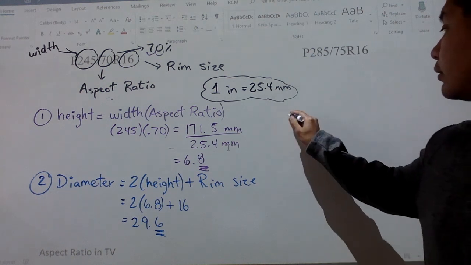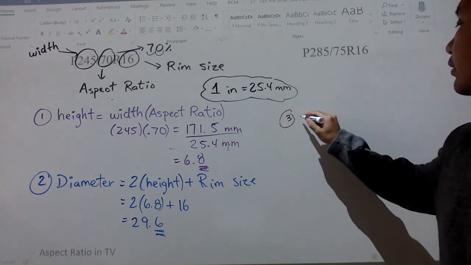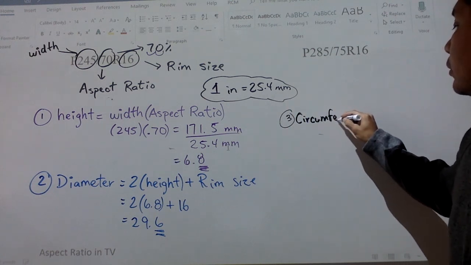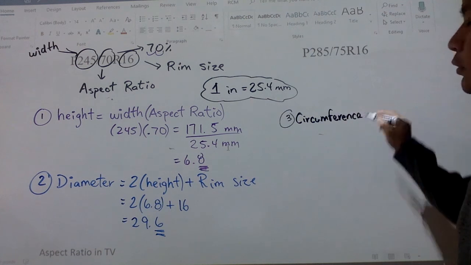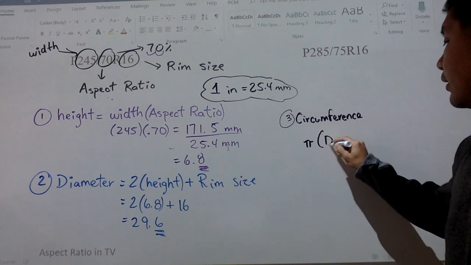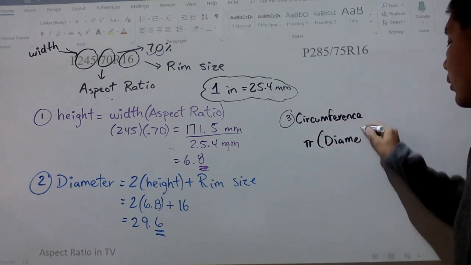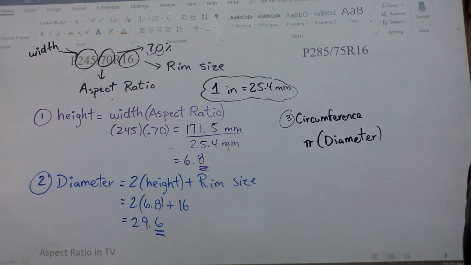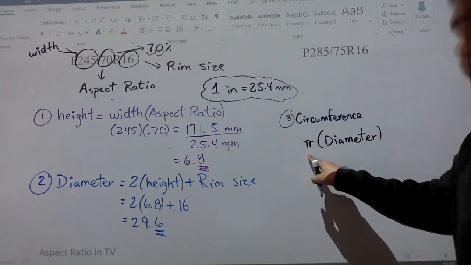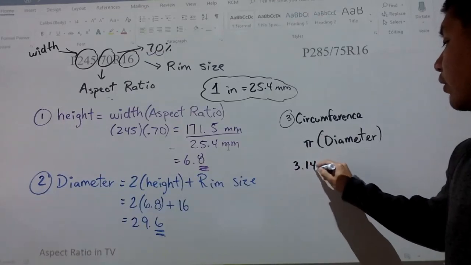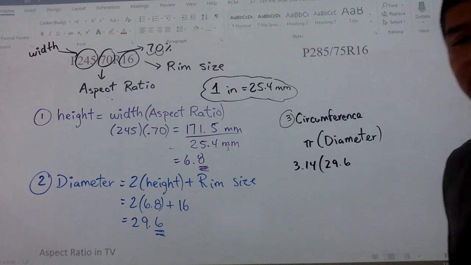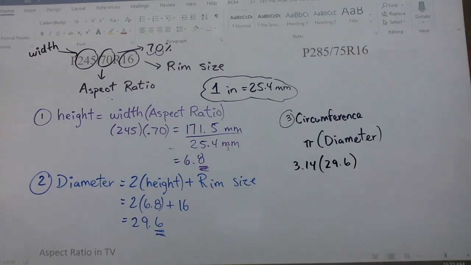Step number 3. Circumference. The circumference equals pi times the diameter. Just replace it. If you don't have this function in your phone, use the decimal that everybody knows, 3.14, times my diameter from the answer over there, 29.6.